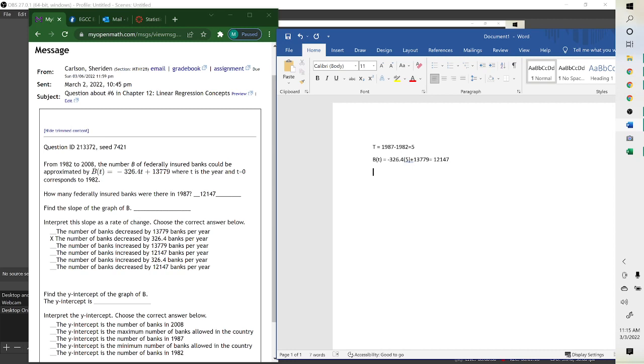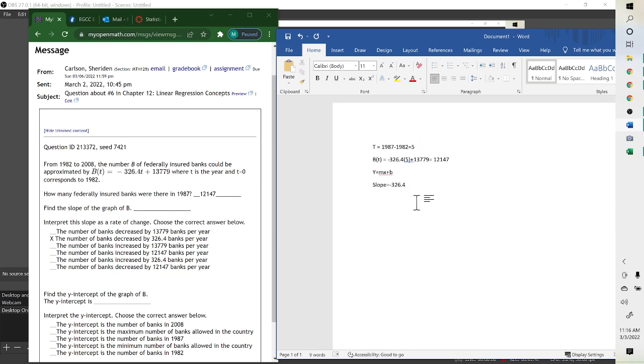Now the next part, they want you to explain the slope and the y-intercept. The slope, remember, y equals mx plus b. The slope is with the x. So in this case, the slope is the negative 326.4. And that means when you're explaining it, as the years increase, the amount of banks decrease because it's a negative.